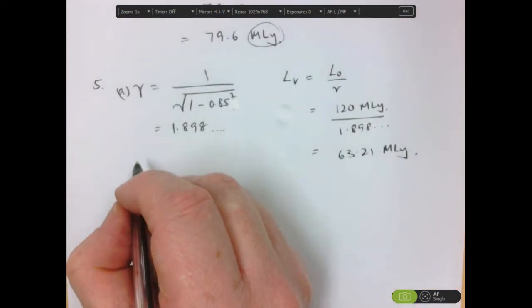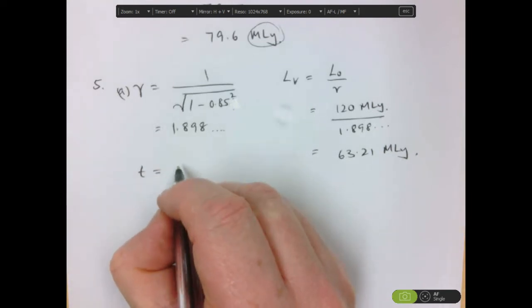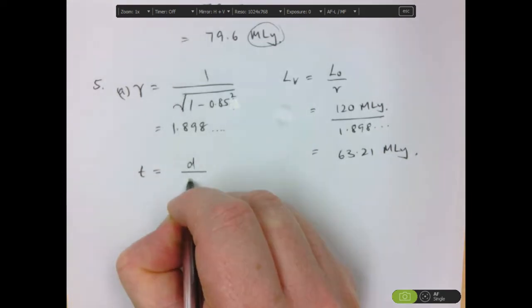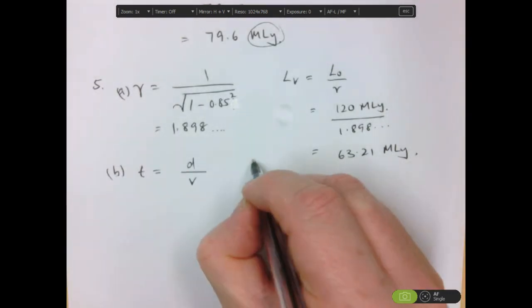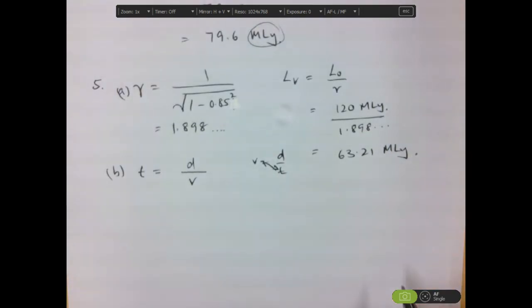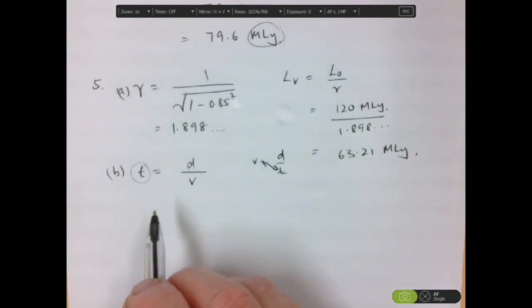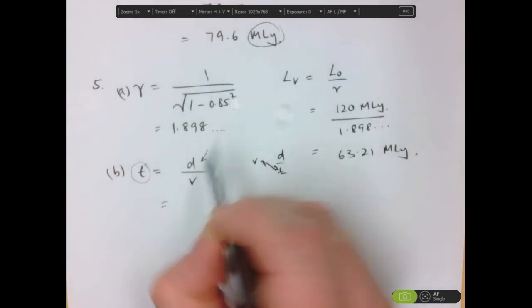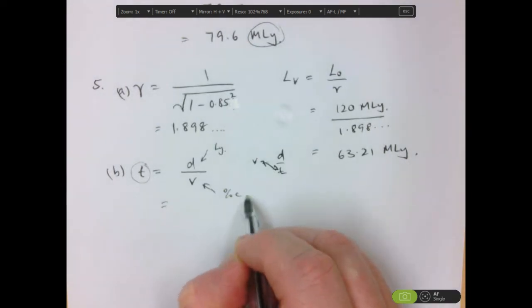So time would equal distance over velocity. Remember, I've given you velocity is equal to distance over time. I've just swapped these two values across. So this time will be measured in years if I measure d in light years and v as a percentage of c.